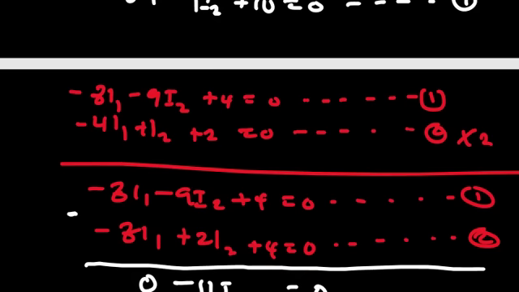If you make I2 subject of the formula, you notice that minus 8 plus 8 is 0, minus 9 minus 2 is minus 11, and 4 minus 4 is 0. So you have plus 0 here, and everything equals 0. When we make I2 subject of the formula, we divide both sides, and of course this is 0. Notice that I2 will become 0.